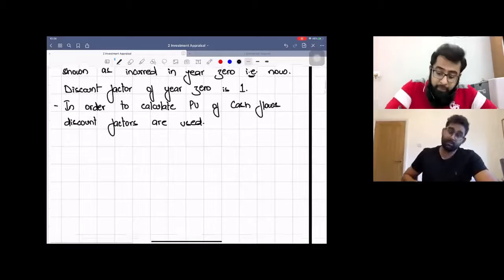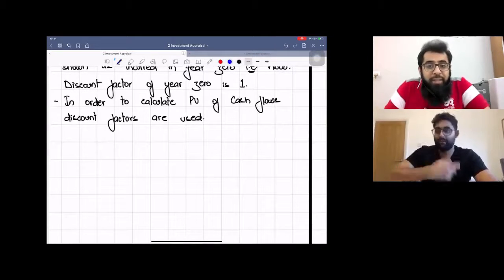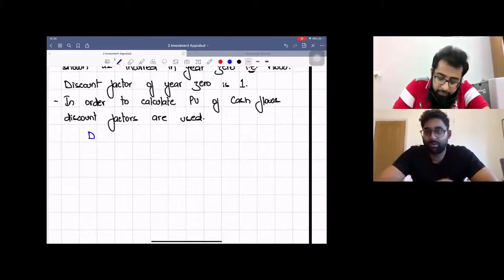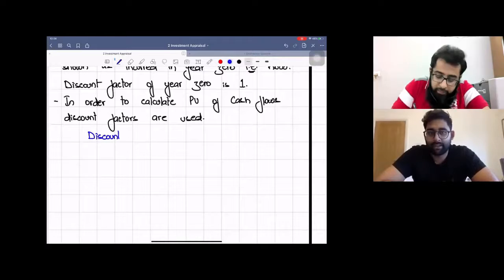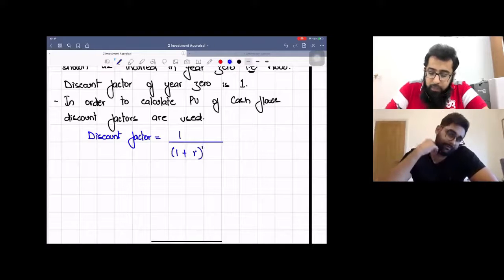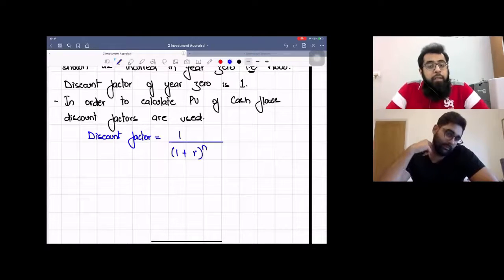Yes. You must be using them in your office, in your work also. I used it. It's basically when there's consistent cash flow, the same cash flow year on year. Over a certain period of time, you use annuity factor. 1 divided by (1 plus r) power n is the formula of the discount factor.